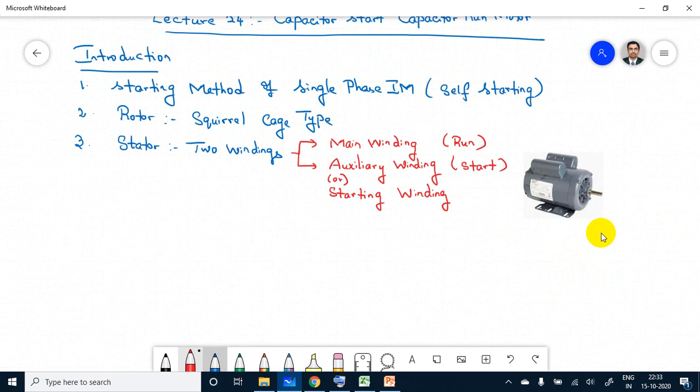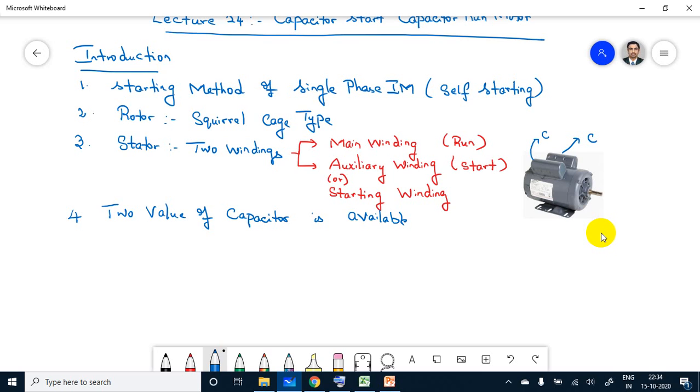Okay, and here there are two values of capacitor available. In the picture, this is one capacitor, this is another capacitor, one for starting, another for run, CS or CR.